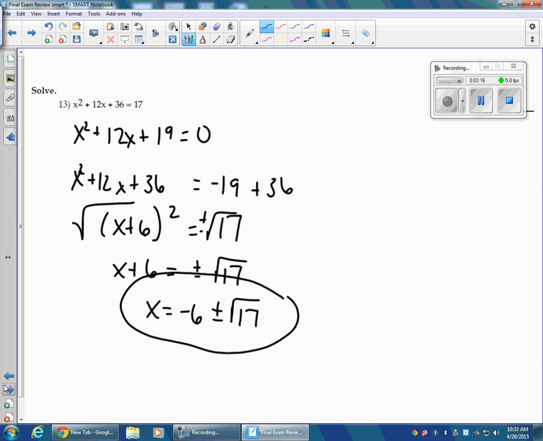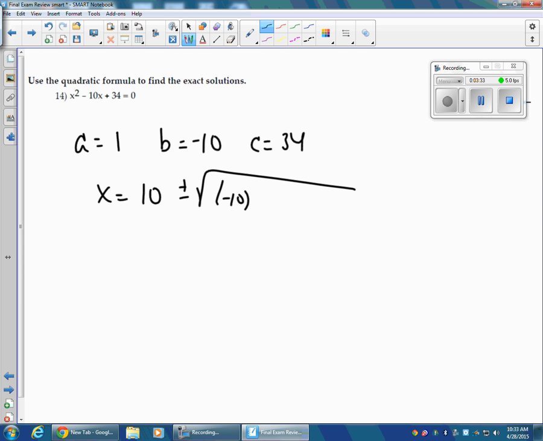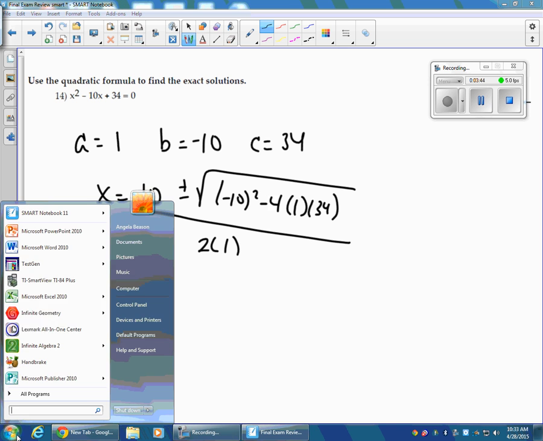The next problem says use the quadratic formula to solve it. So for this particular equation, since it's already set equal to 0, a is equal to 1, b is negative 10, and c is 34. So x is equal to the opposite of b plus or minus the square root of b squared minus 4ac, all over 2a. All right, so I'm going to need to use the calculator to do this part underneath the radical, I believe.